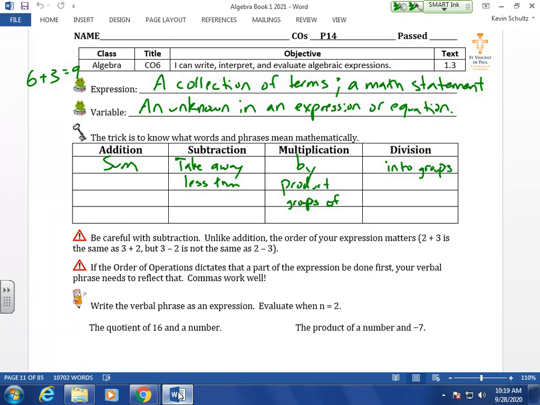Peter. Division quotient. Quotients for division. Definitely. What else? Take a look at the page too. If you're kind of struggling, take a look at what comes down on the page and see if you can figure out where those words or phrases, those are the ones that we're practicing. So where do those fall in this category, in this table? Drew? Multiplication times. Sure. Okay. Yeah? Division is divided by. Divided by?